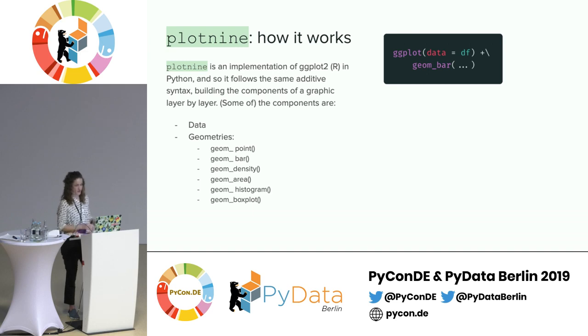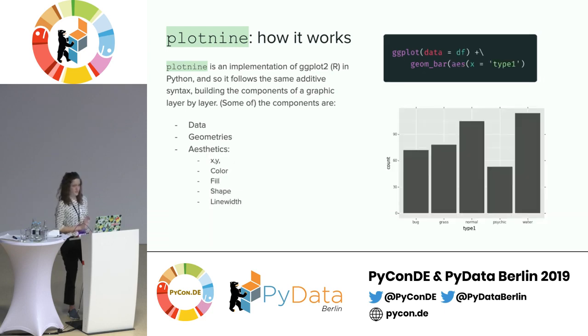And then we define our geometry. Geometries are defined by adding geom underscore whatever geometry you want. So you can have a point, which is a scatter plot, bar, density, area, histogram, box plots, violin plot, whatever you want.